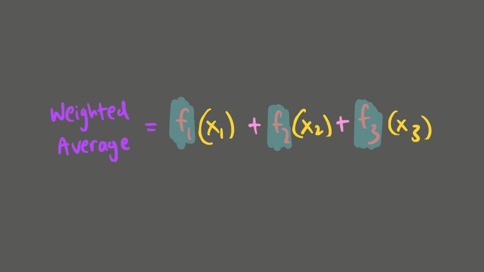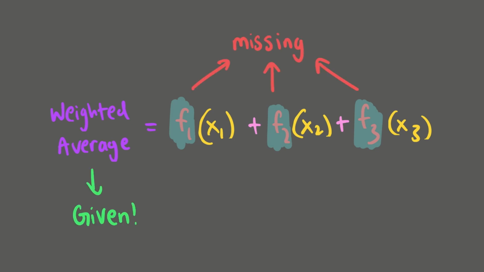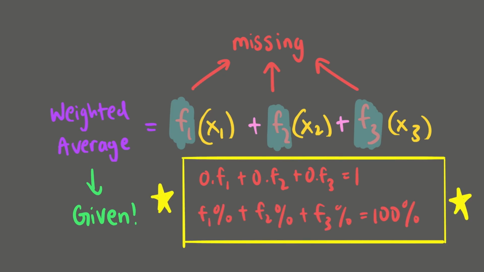So, how can we calculate missing weights given the weighted average? The most important thing to remember is that the weights will always add up to 1 when written as decimals and 100% when written as percentages. Let's start by setting up our weighted average equation.